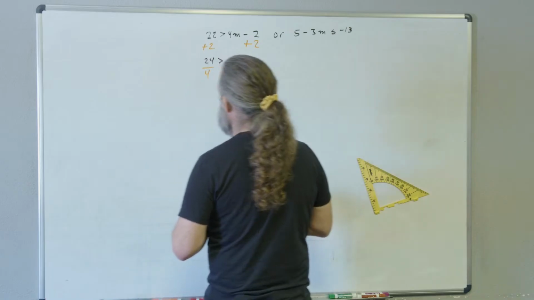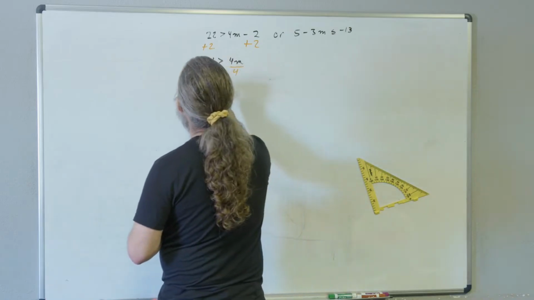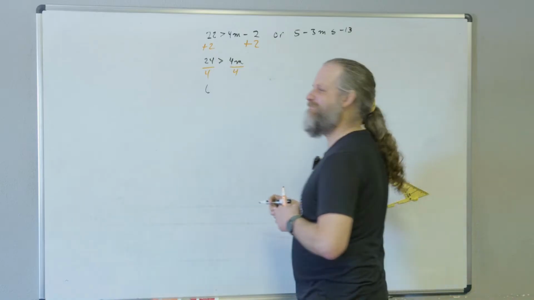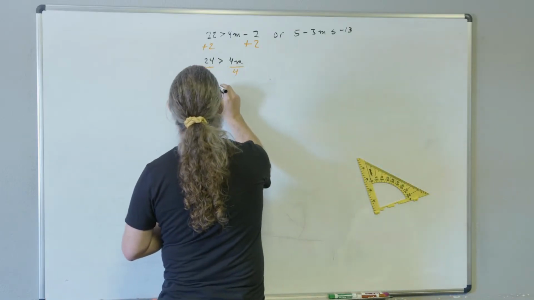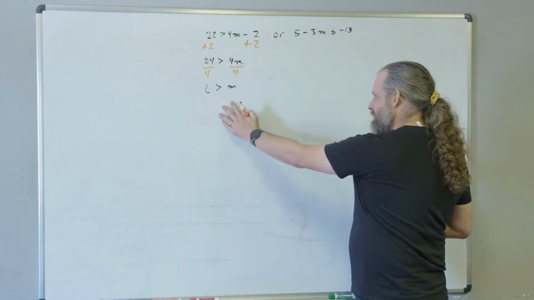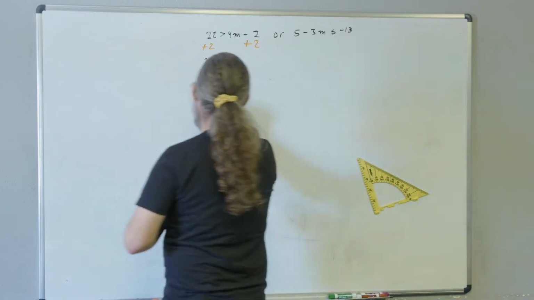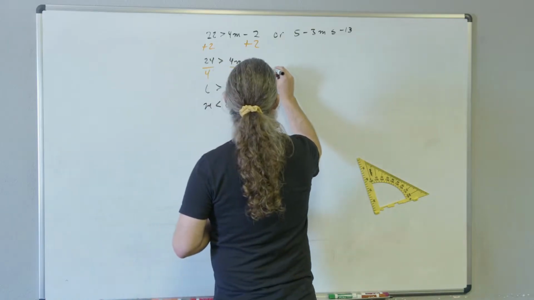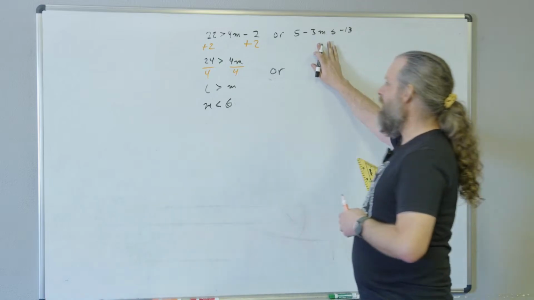24 divided by 4 is 6. Great. Good job. 6 is greater than m. What do we need to do here? Flip it all around, right? So m is less than 6. Or, now, what do we do over here?